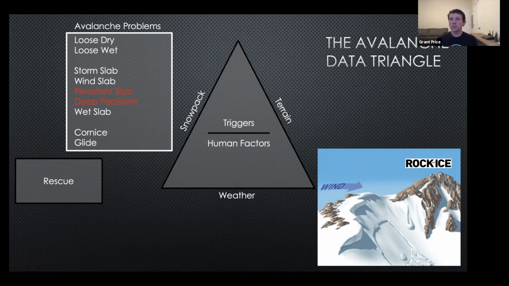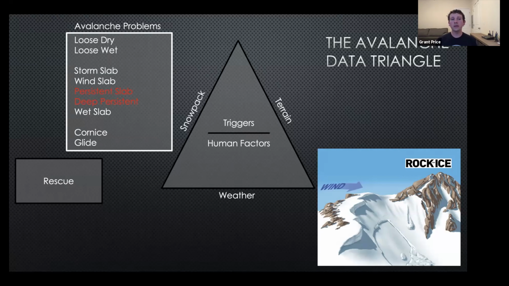Then moving on to persistent slabs and deep persistent slabs. These are the ones that account for the most fatalities and major accidents. A persistent slab is when we have a weak layer that forms and then hangs out. They can produce avalanches for days, weeks, or even months. These grains are specific. On an avalanche course, you're going to hear about facets, depth hoar, buried surface hoar. Those are some examples of persistent grains.